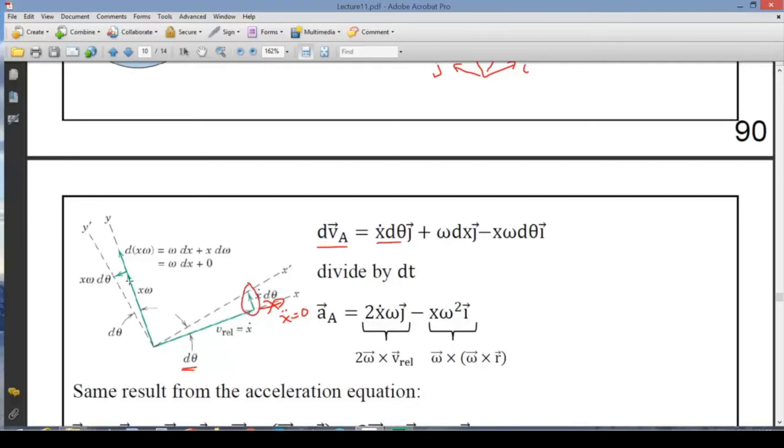And then there's the directional change of x omega part of the VA, dVA, and this is x omega, the magnitude, times d theta, this is the arc length, and this is assumed to be a straight line at that instant. X omega d theta, it's in the negative I direction. So x omega d theta in the negative I direction.